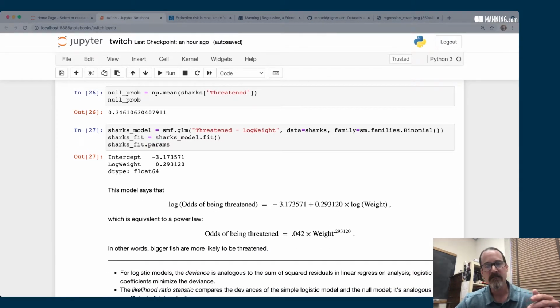And here are two versions of the model. The first says the log of the odds of being threatened is, again, negative 3-point change plus 0.29 times the log of the weight. If you exponentiate and convert that to a power law, like we did before, you find that the odds of being threatened is proportional to the weight to a power. Okay, that's kind of a weird formula. And remember, the odds of something and the probability of something are different. The odds equals the probability over 1 minus probability. But this just says that the odds increase as the weight increases. So bigger fish are more likely to be threatened. That's what that model really tells us. That's the takeaway here.